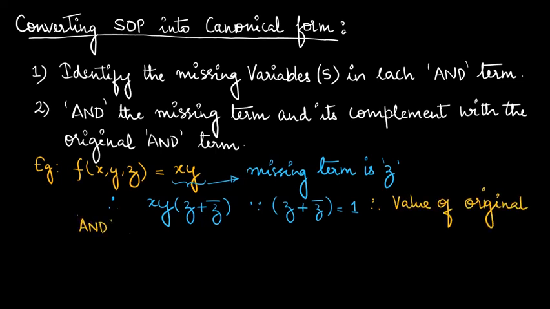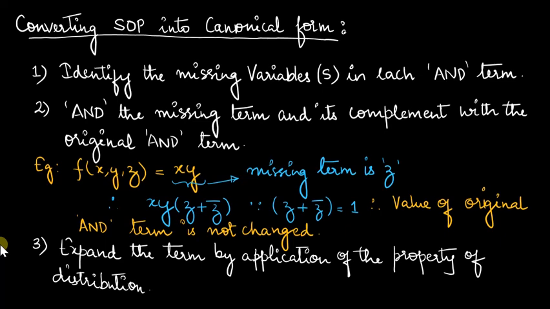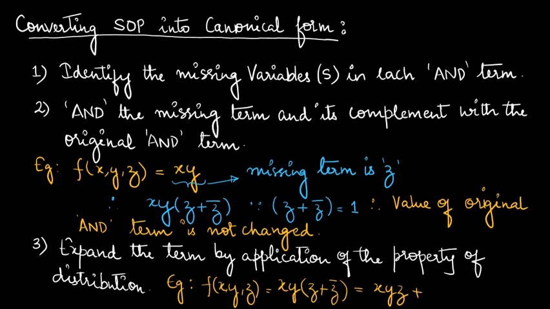As the third part of the procedure, we will expand the term by the application of the distributive property. By expanding the term, the same example becomes f of x comma y comma z equal to xyz plus xyz bar.